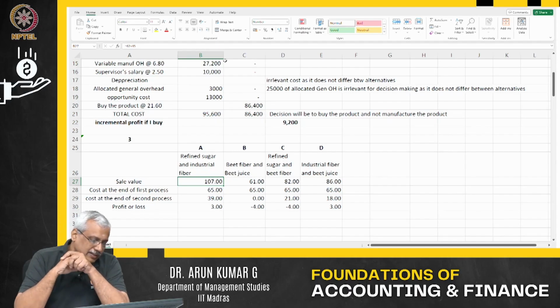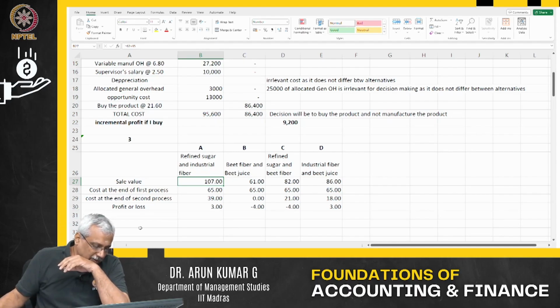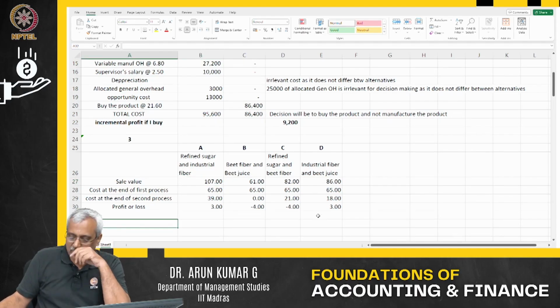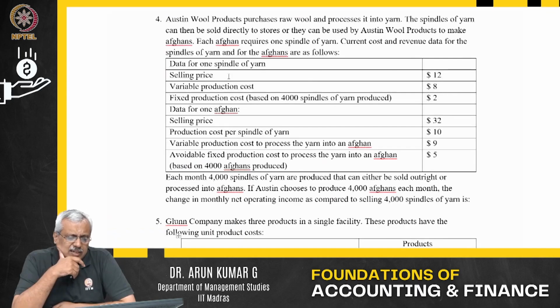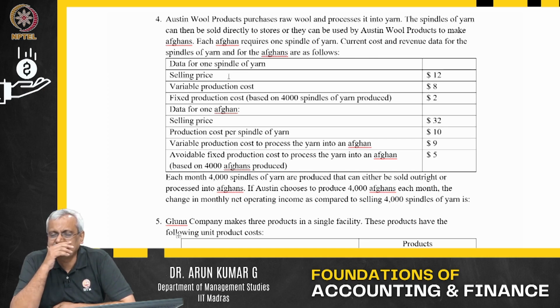Now, let us look at the next problem, that is problem number 4. The fourth problem is not going to be very different from the third problem we did. Again, it is going to be only incremental decision making, exactly like what we saw in the earlier case.